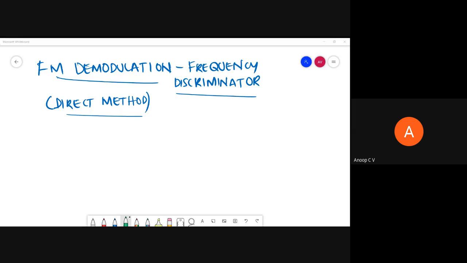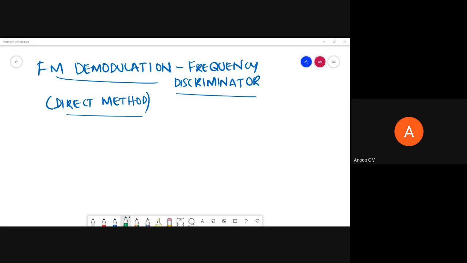We discussed one quite straightforward method for obtaining FM demodulation. If you remember, we passed the FM signal S of t through a differentiator. Whatever information was residing inside the frequency variation, after passing through the differentiator, also brought in some variation in amplitude. So we got a sort of hybrid signal, with amplitude variation as well as frequency variation.